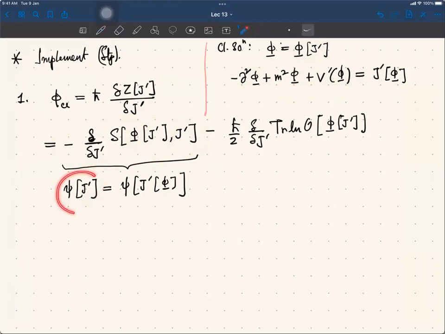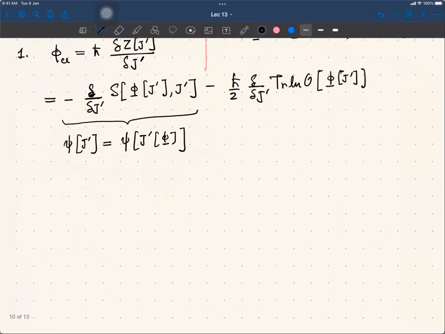Now, once we get that functional, what I would do is write J prime as a functional of phi by using this equation. Basically replace J prime by the left hand side of this equation of motion. Okay, so that would be writing J prime in terms of phi lower bar. Then my claim is that the final result here is going to be phi lower bar. This is the claim.